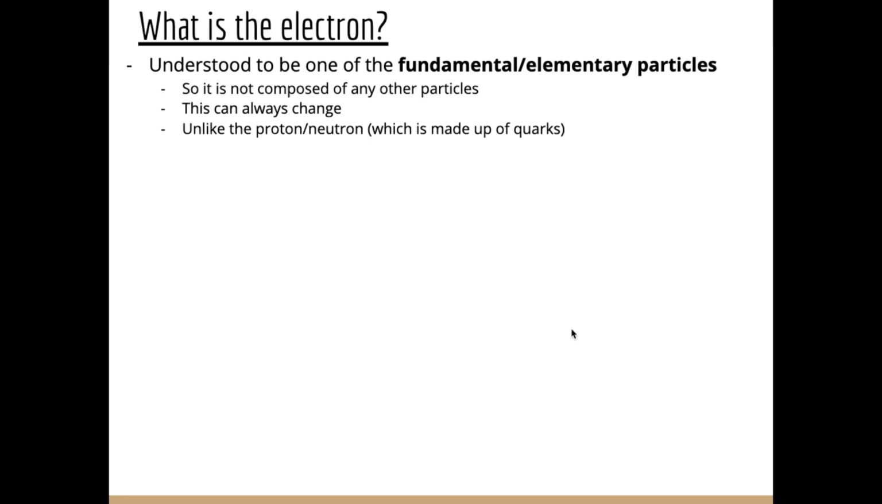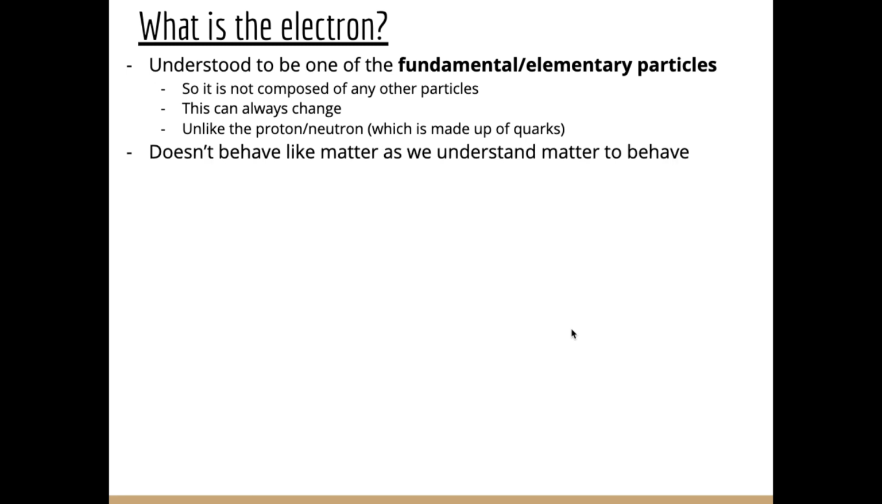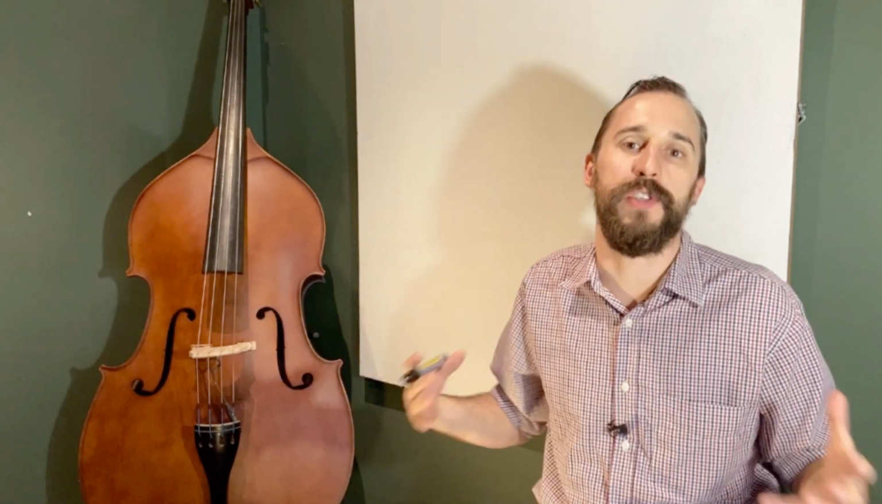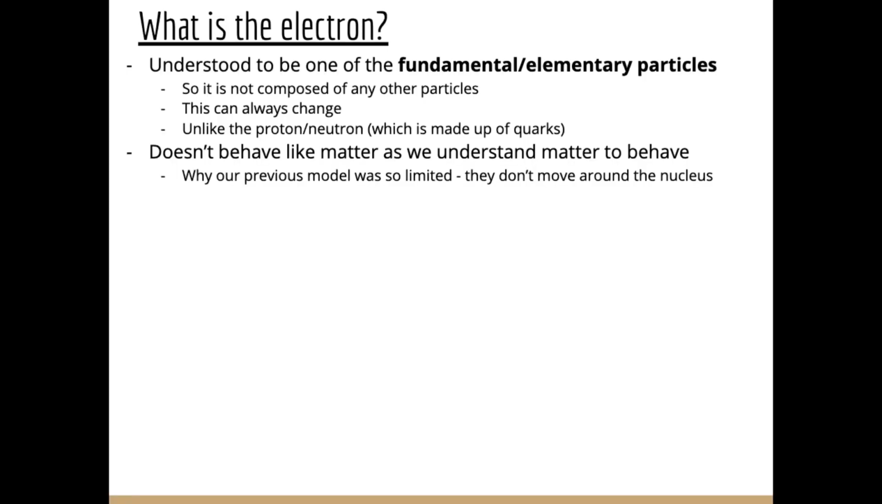Unlike the proton and the neutron, which are made up of smaller particles called quarks, the electron is very hard to understand because it doesn't behave like matter as we understand matter to behave. When we get down to this quantum level, our understandings of how reality exists become so limited and so different to how we experience reality in the macroscopic world, like in our everyday lives. So it can be very hard to apply our perception of reality to this quantum level because it just doesn't work that way. But it makes it really interesting and really cool.